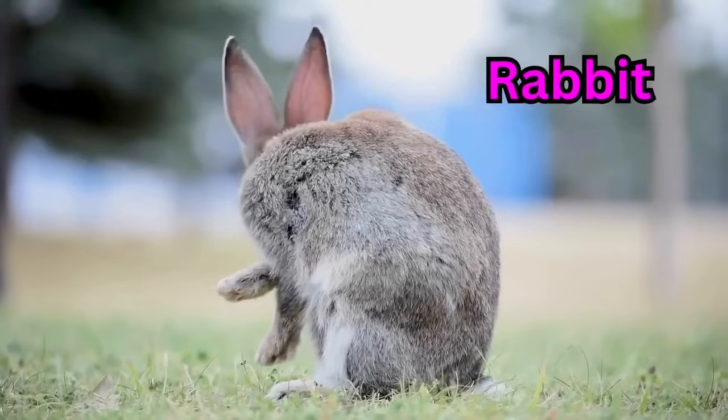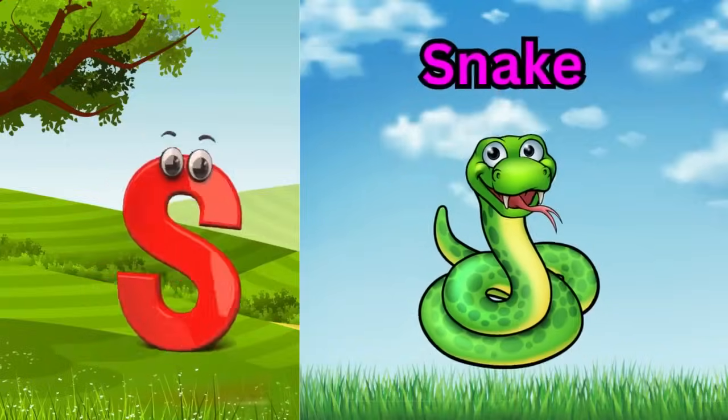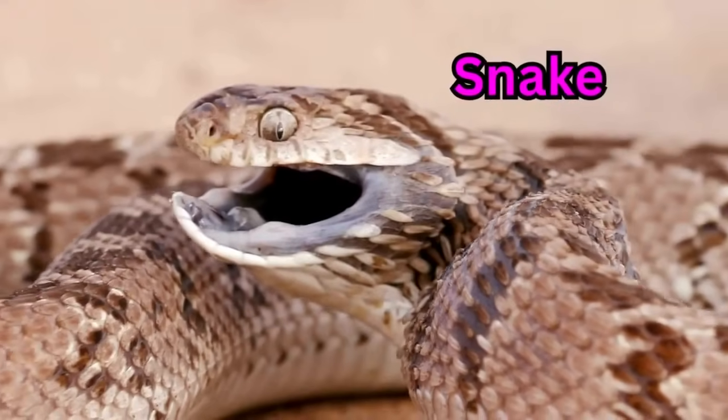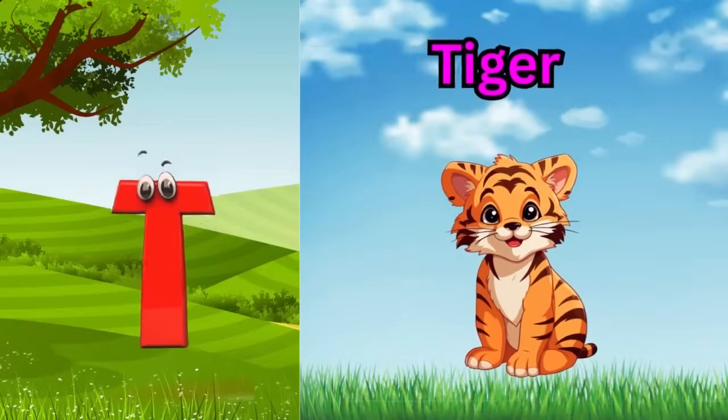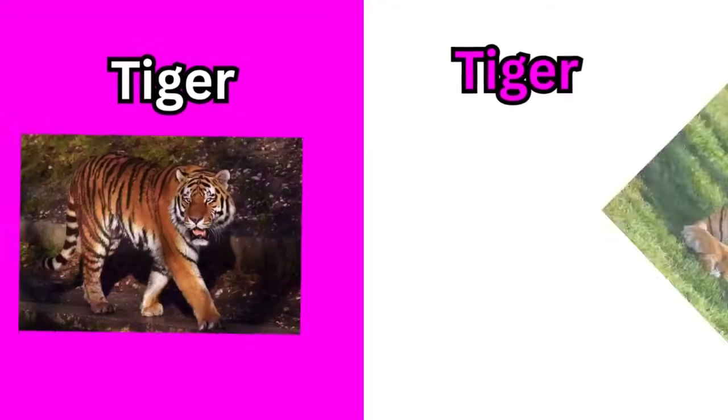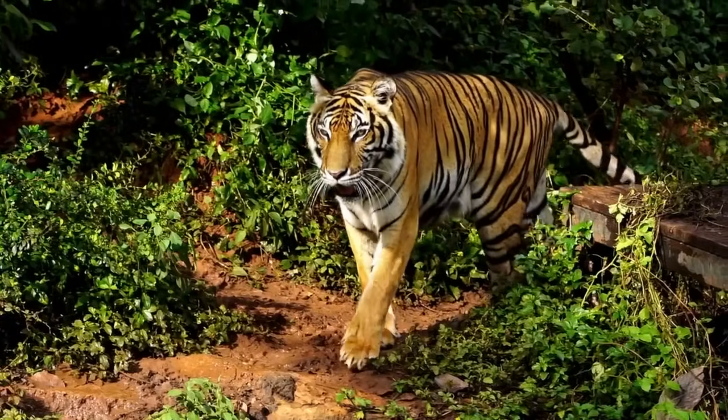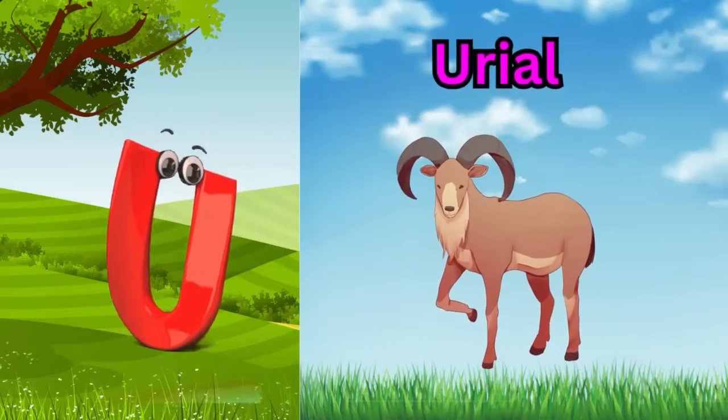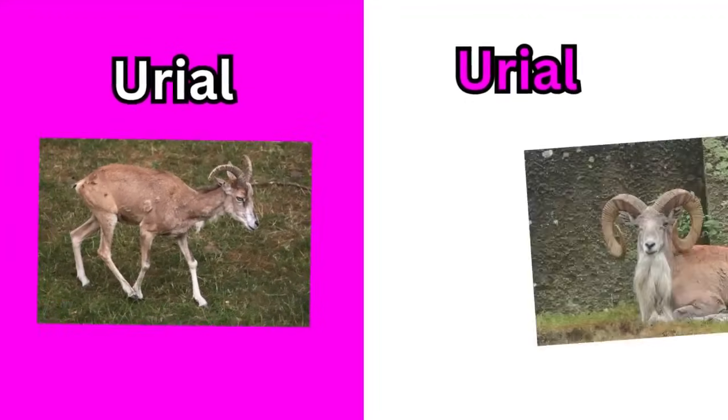This is rabbit, rabbit. S is for snake, snake. This is snake, snake. T is for tiger, tiger. This is tiger, tiger. U is for uriel, uriel.